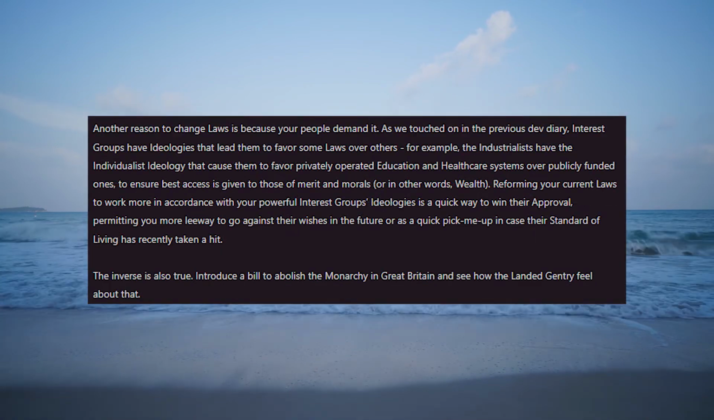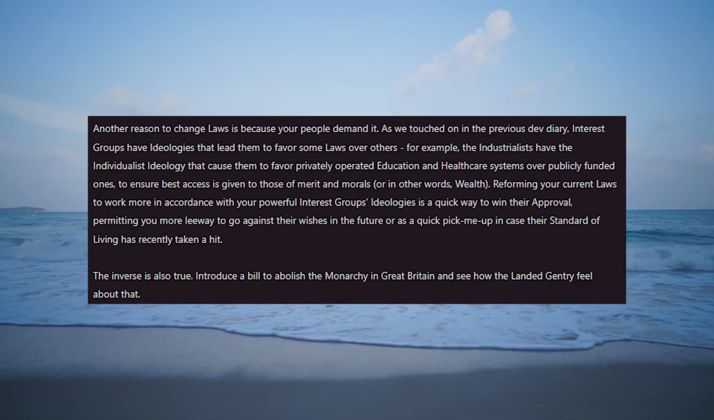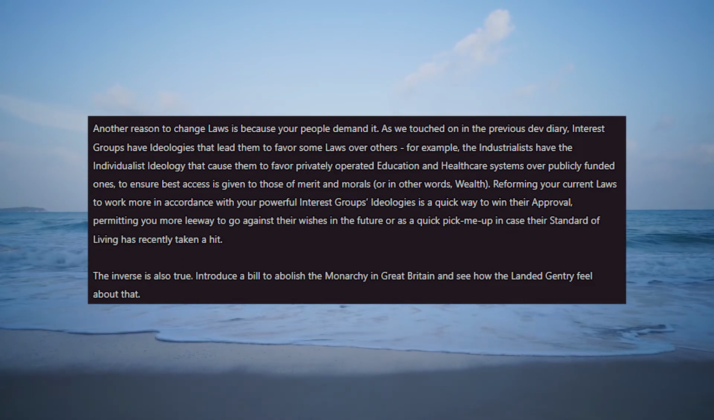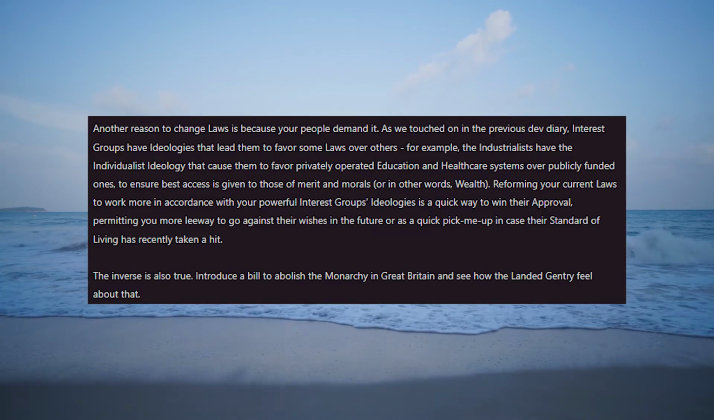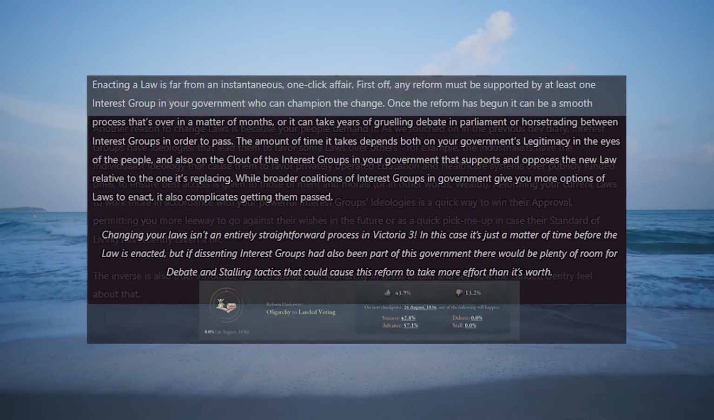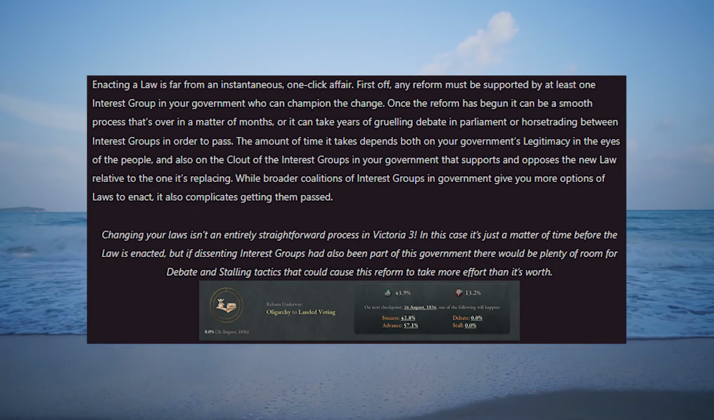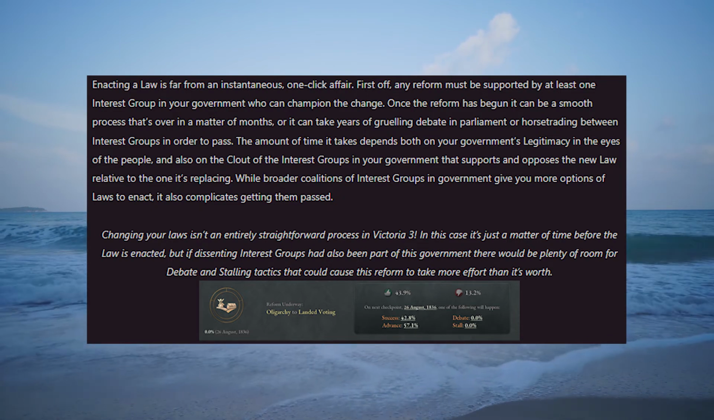You won't be the only one trying to shape your country, of course. Each interest group has its own agenda, which impacts the laws they support. You can use this to your advantage, passing laws in the hopes of gaining their favor. The mechanism in place to change laws seems straightforward. Any reform which is supported by at least one of your government's interest groups can be clicked on.